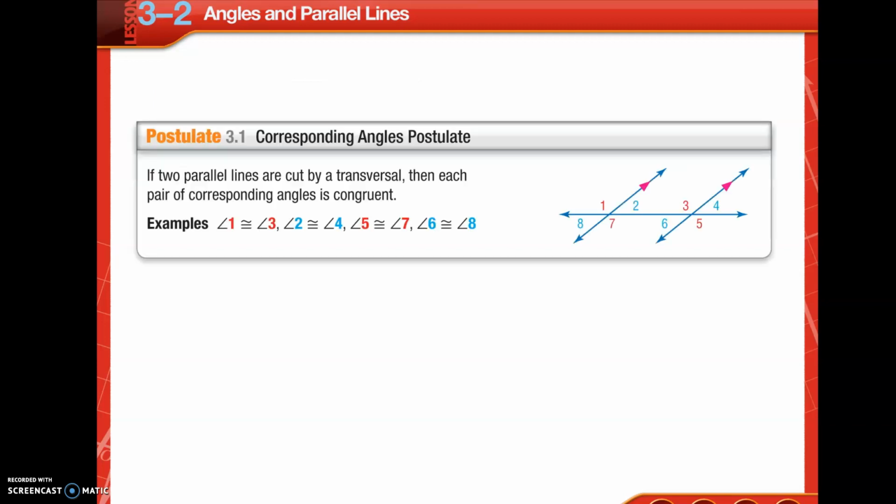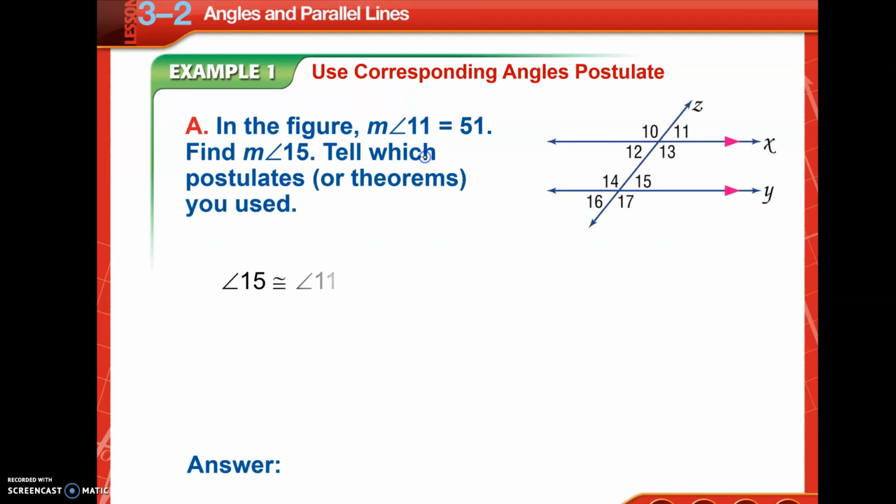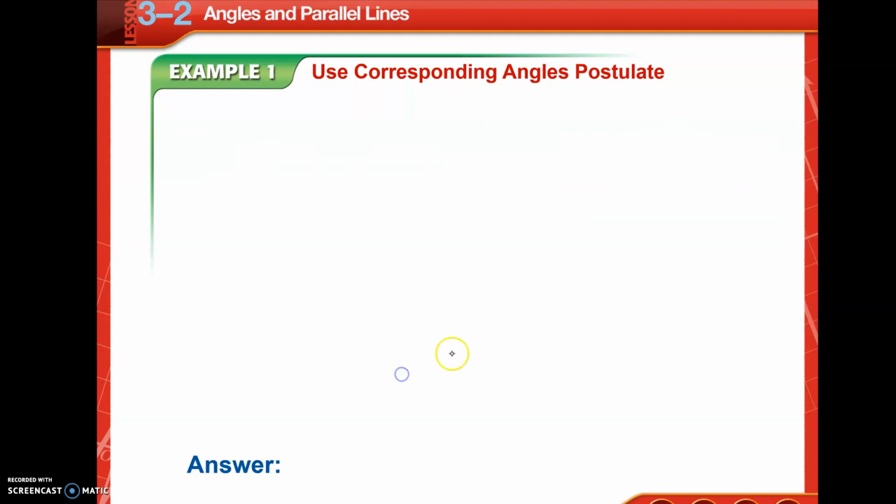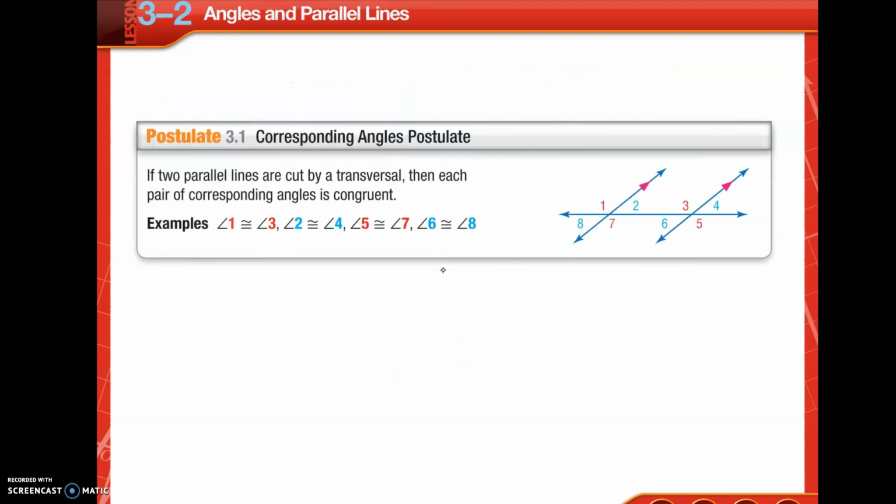So everything kind of stems off of this corresponding angles postulate. So what the corresponding angle postulate says is that if two parallel lines, so that's our first part, that's our condition, we have to have the parallel lines, and they're cut by a transversal. So again, that transversal transverses across two or more lines. Then each pair of corresponding angles is congruent. And this is a postulate.